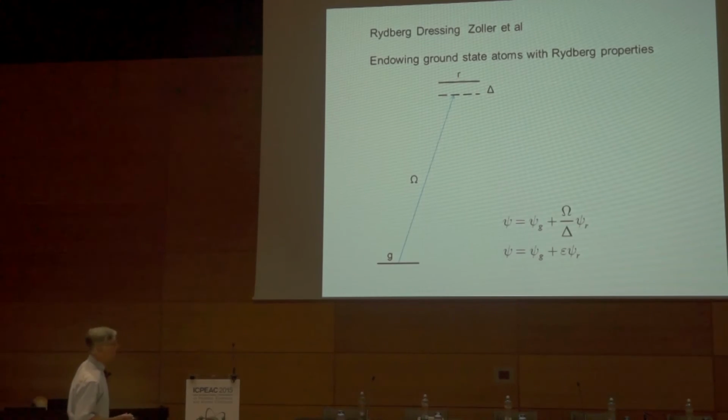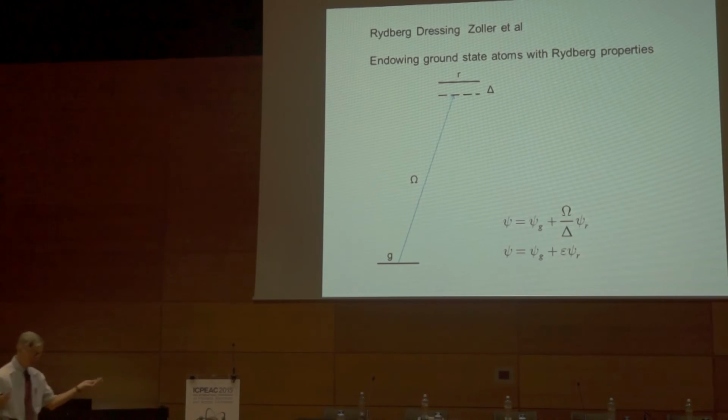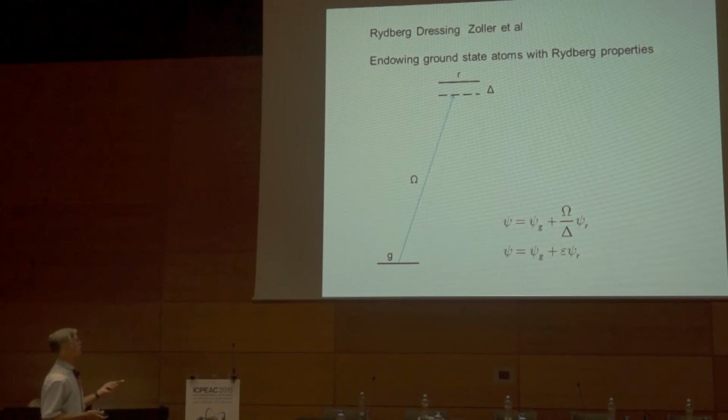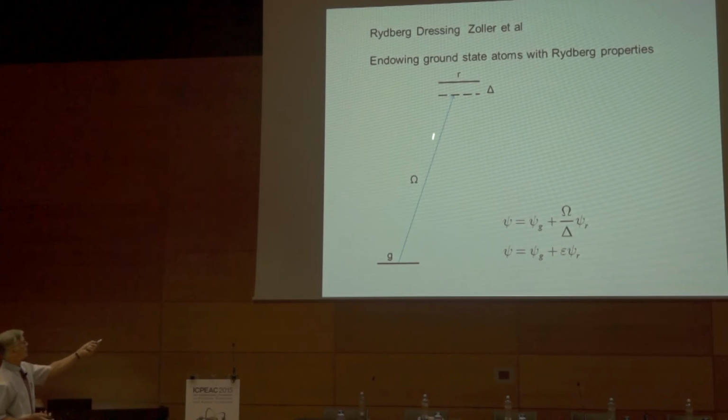Okay, so the other wrinkle of this is something called Rydberg dressing, introduced by Peter Zoller. The idea is very, very simple. The motivation is to give ground state atoms, which are there forever, these exaggerated properties of the Rydberg states. So the idea is a slightly off-resonant laser couples the ground state to the Rydberg state, making a new ground state, which is mostly ground state with a little bit of Rydberg state.